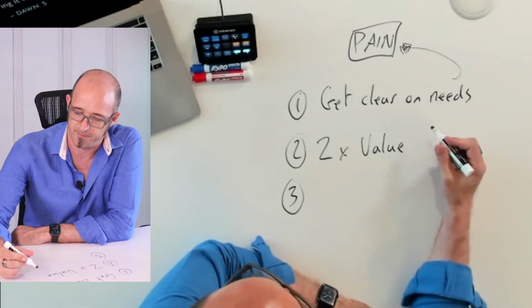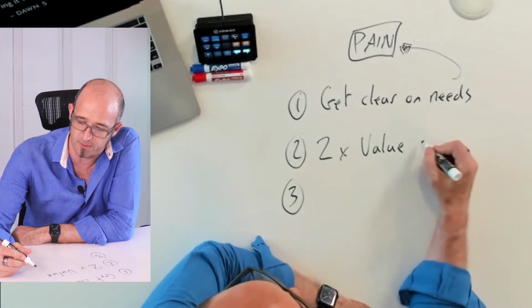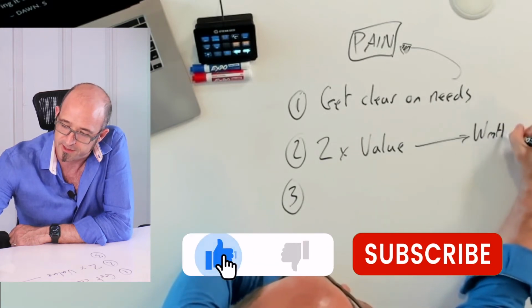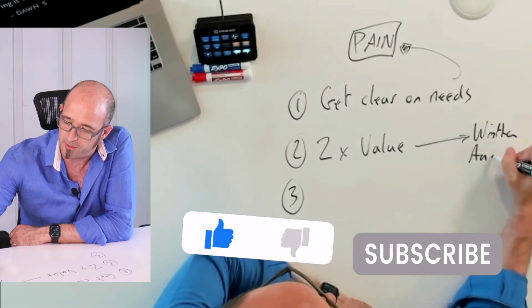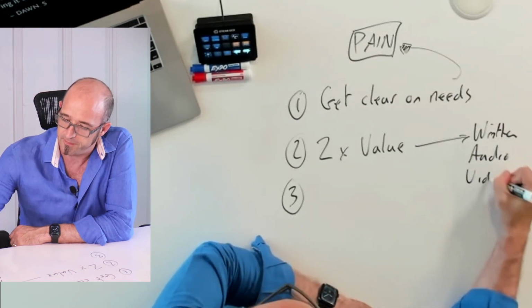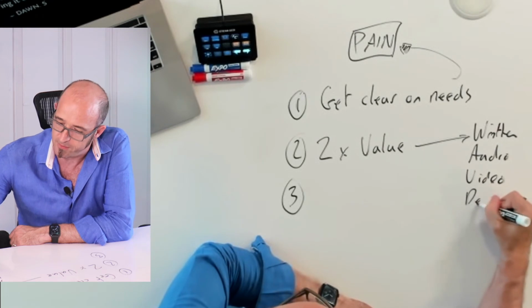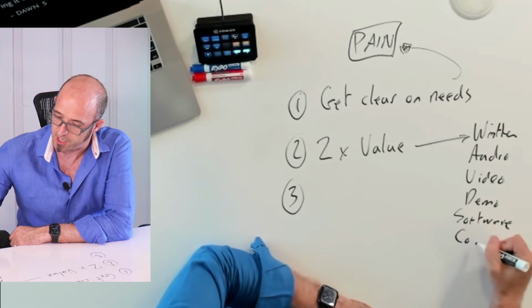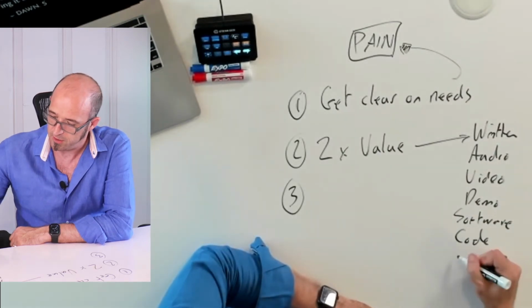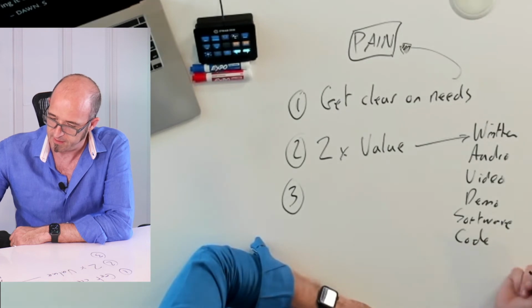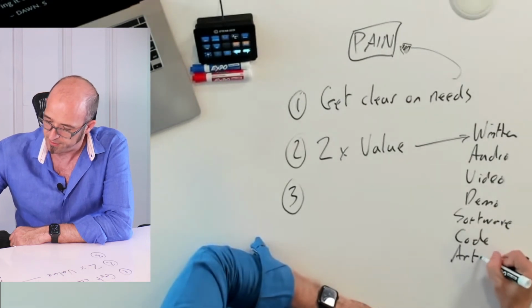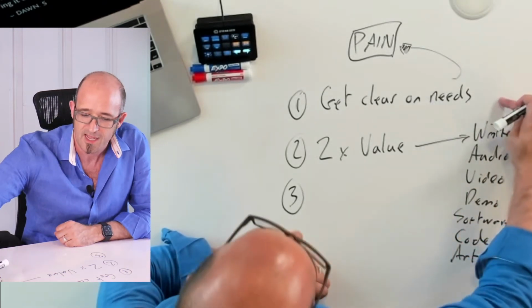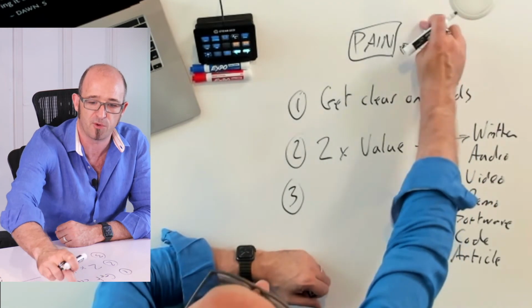Now, what do I mean by value? Well, it can come in many different forms, okay? So it could be, for example, written content, such as a blog post. It could be audio, such as a podcast. It could be video. It could be a demo. It could be software that you're sharing, or it could be code that you're sharing if you're in a technology community, or it could be, I don't know, what else? It could be an article that you're sharing. Okay, these are all different types of value, and the key thing is that you figure out all of these different things and make sure that they point to the pain points of your audience, right?